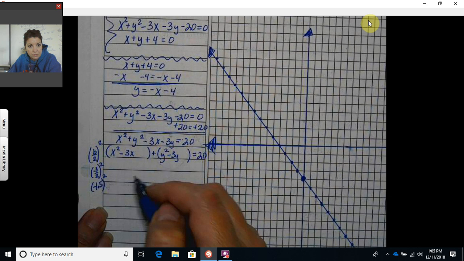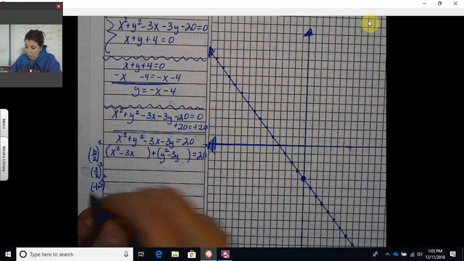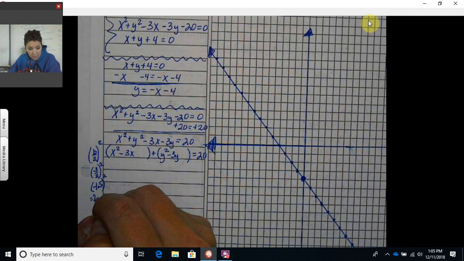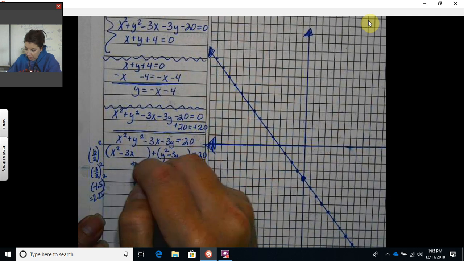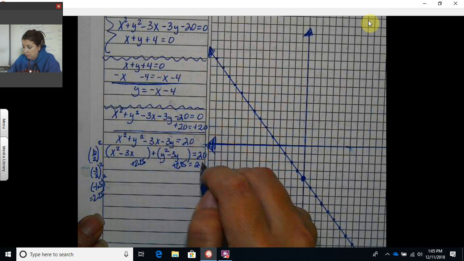And -1.5 quantity squared means -1.5 times -1.5, which gives me a positive 2.25. And I'm going to add that to the first set of parentheses and the second set because they had the same b. On the right side, I've got to add 2.25 twice.